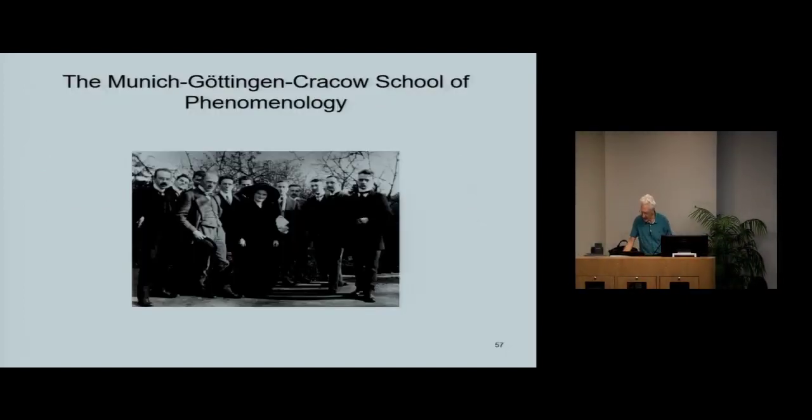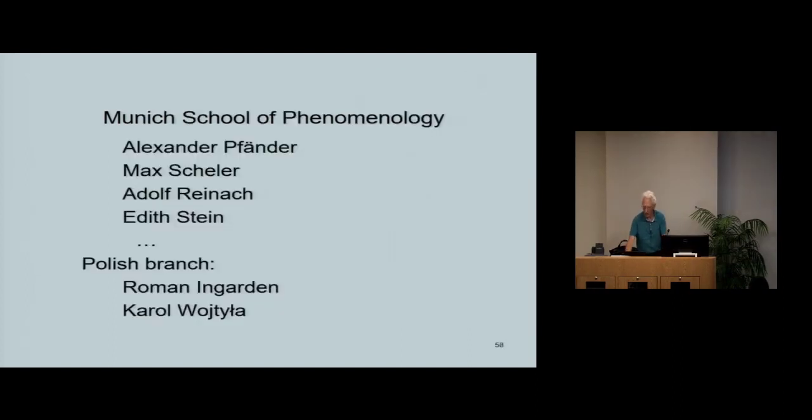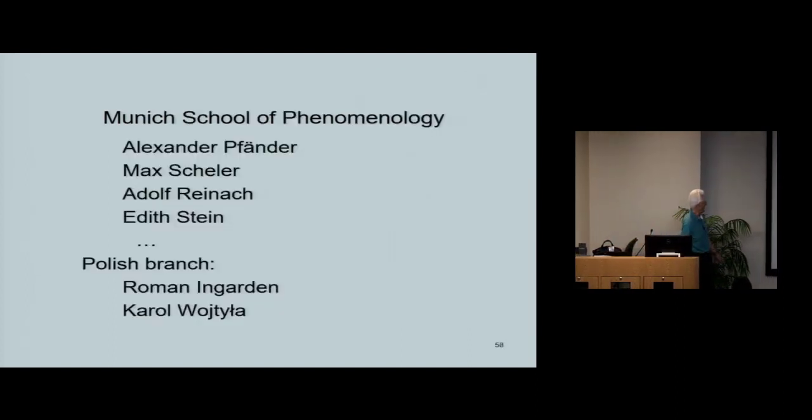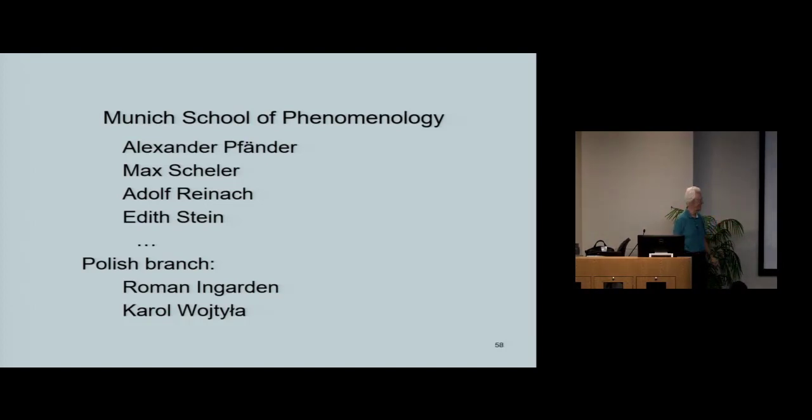Now, Husserl had various students, and the first group of students were assembled in Munich and Göttingen, and then they moved. Some of them moved to Poland. One of them became Pope. Another one became a saint. Actually, both of them became saints. There are two saints on this list. Which one became the Pope?